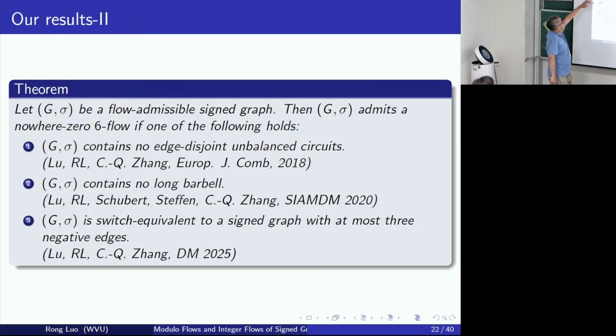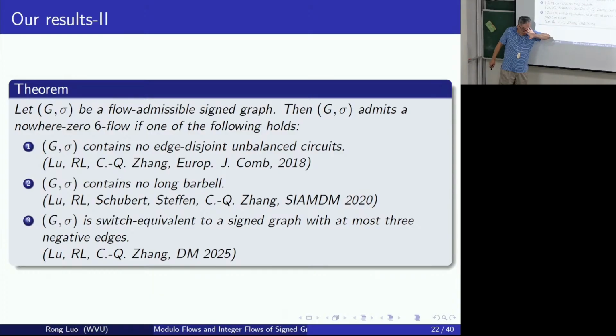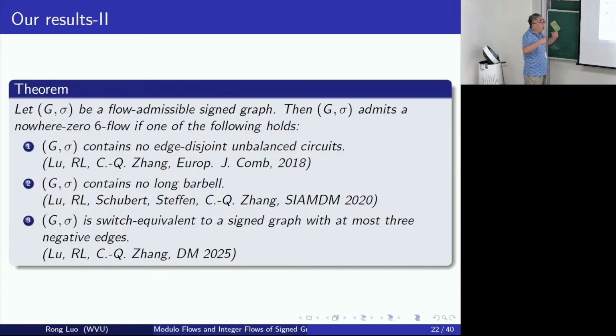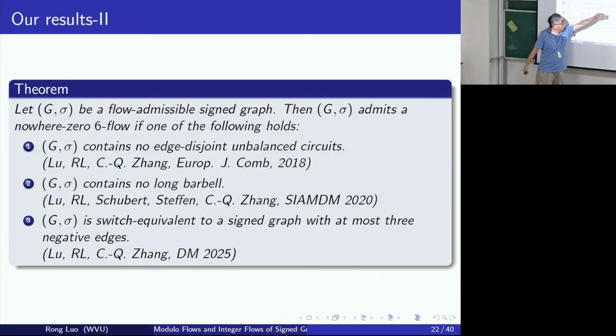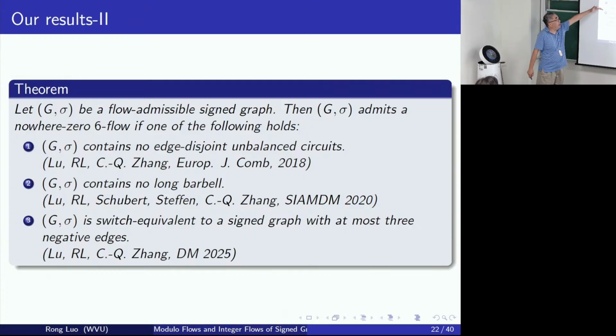Actually, in this paper, we try to see what happens if we exclude the long barbell. We find that almost all the flow theorems for unsigned graphs can be transferred to signed graphs without long barbells, but not all of them. For instance, the Petersen graph has no long barbell, but its flow index is 6. It's not 5.